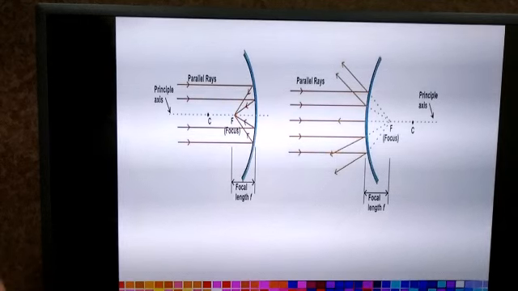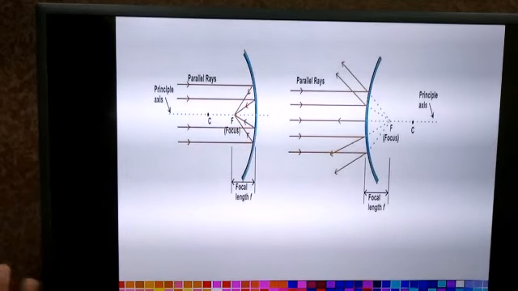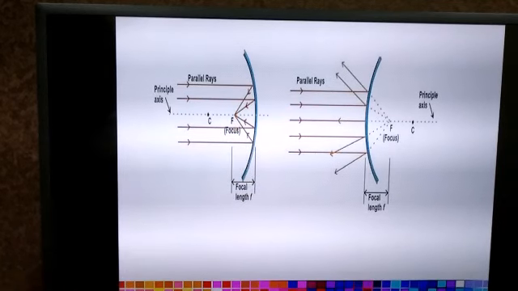So these incident rays of light are turning back, but after turning back you will find that this incident ray bends and meets at some point on the principal axis. This incident ray meets at one point. This incident ray meets at one point. And you will find that all these incident rays after reflection are meeting at one point on the principal axis. So this point is called the principal focus of concave mirror.